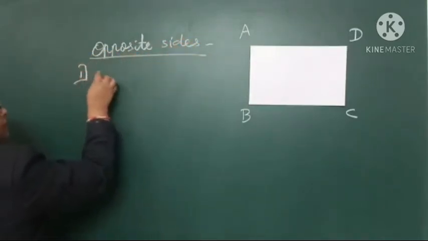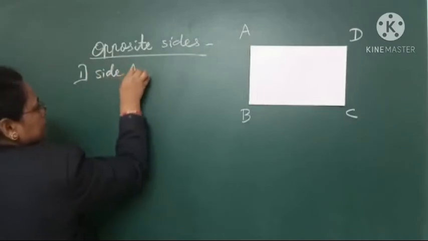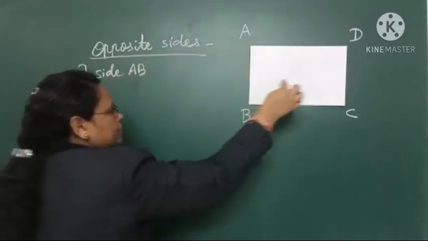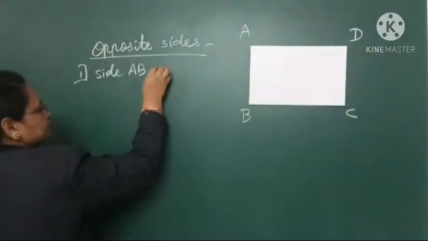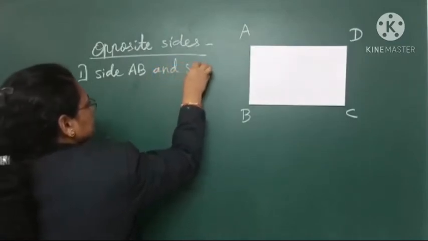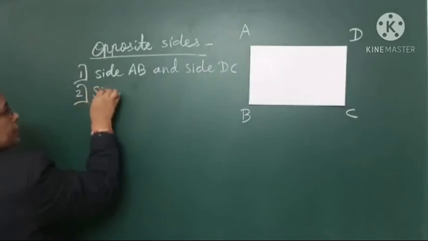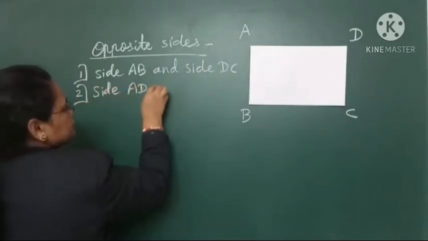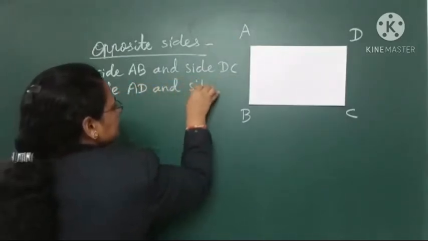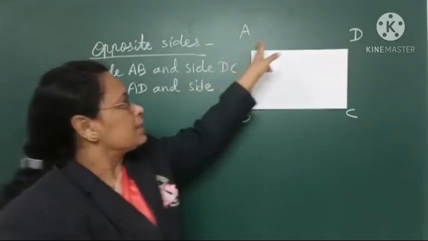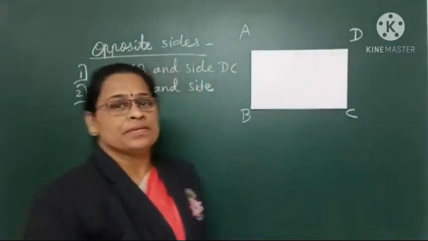First pair we'll write: side AB and side DC. Second: side AD and side BC.